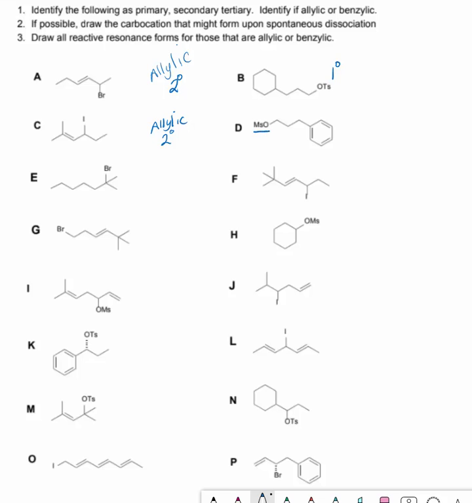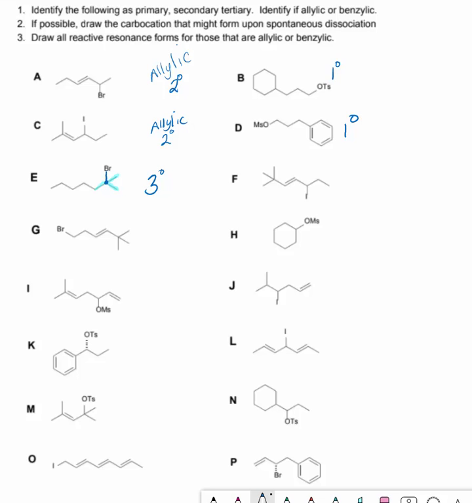For D, we're looking at this as our heteroatom, and it is bonded to a carbon that is only bonded to one other carbon. So that makes this a primary compound. For E, we're looking at this carbon. This carbon contains the heteroatom. So how many carbons is that carbon bonded to? Well, we have 1, 2, 3. That makes this a tertiary compound.